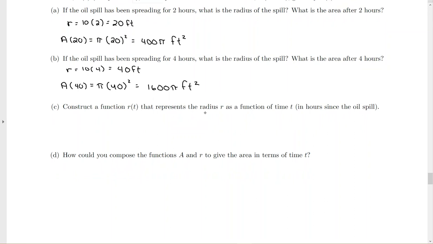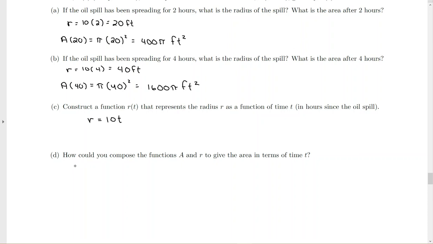Construct a function r of t that represents the radius as a function of time t in hours since the oil spill. So the radius at any time, so not just 2 hours or 4 hours, but at any time t, is going to be 10 times t. So if t is 2 hours, then we're at 20 feet. If t is 4 hours, then we're at 40 feet, for example. So we have a function r with respect to t. How could you compose the functions a and r to give you area in terms of time?